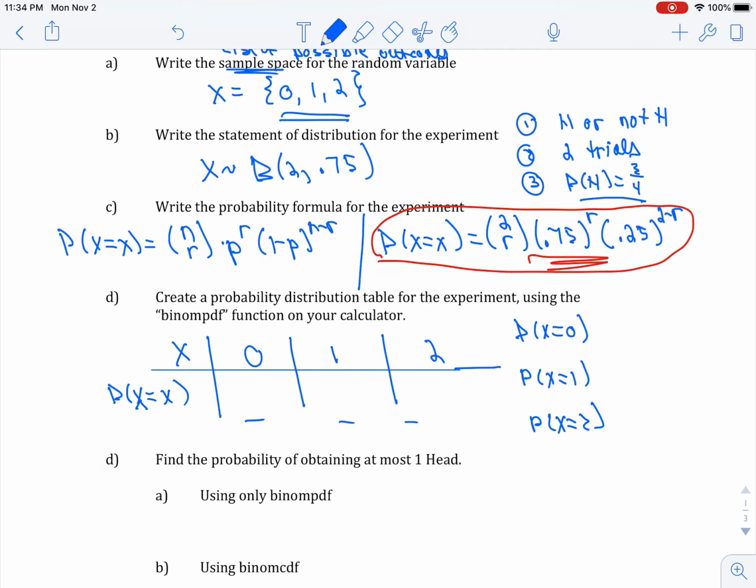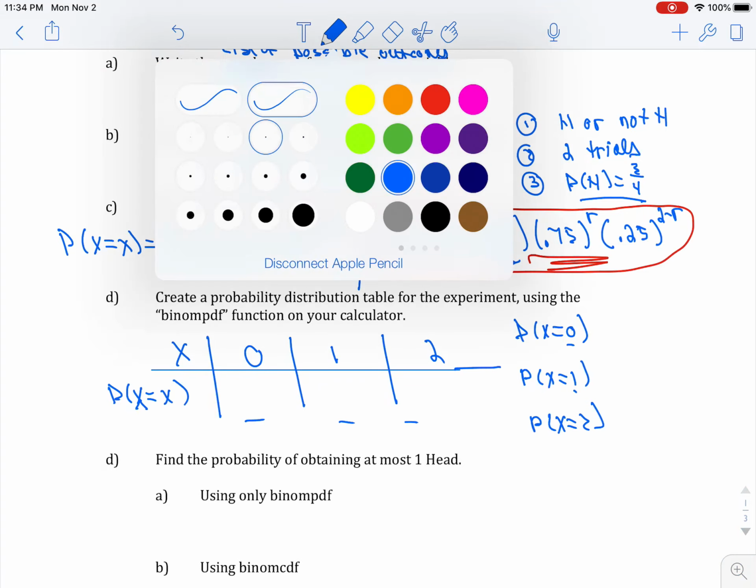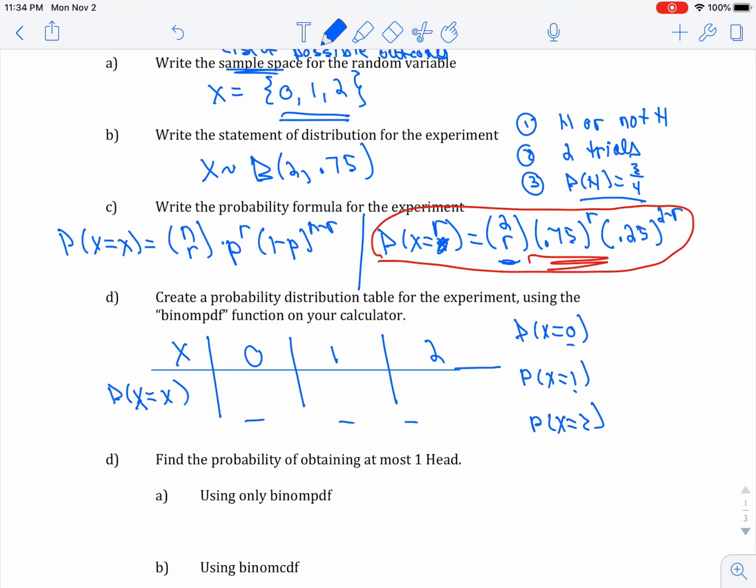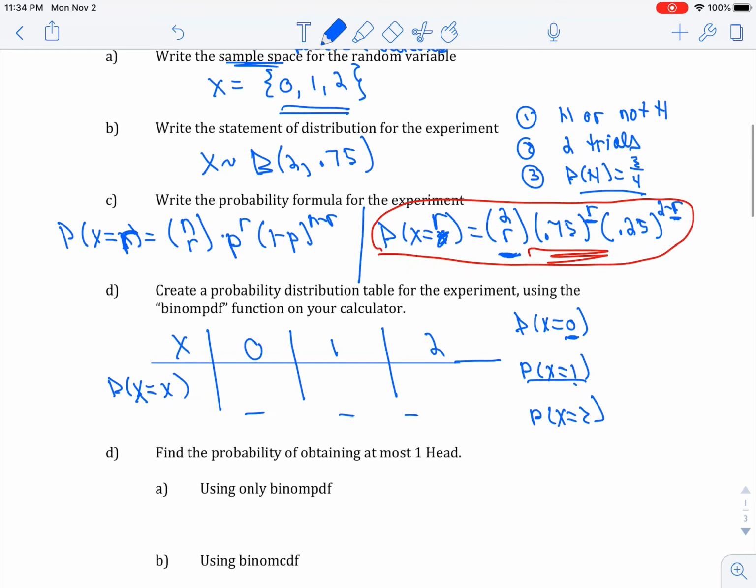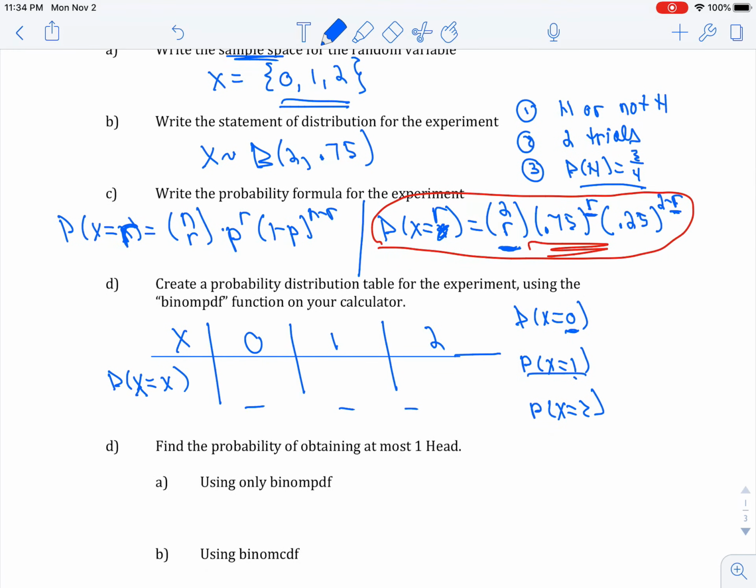And again, we could put these values 0, 1, and 2 up here in the formula. Actually, as I'm looking at this, this should be either an r, or we could change these to x's. But those need to match. So the probability that x is equal to 0, we would sub 0 in for each of these, or we would sub 1 in for each of these to get the probability that x is equal to 1. But we're going to use this binom PDF.